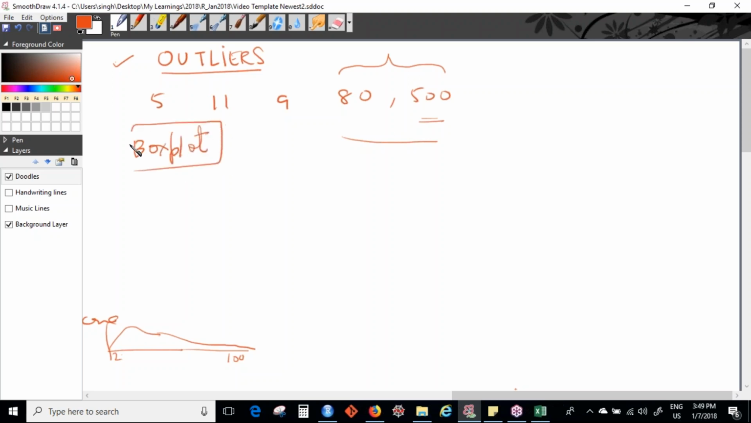This will be our second figure in R. The first that we saw was the histogram. The next is the box plot. Now let us see what a box plot is. A box plot looks something like this. You will have the values of the variable on the y-axis. On the x-axis there won't be anything, and you will have something like a box here.